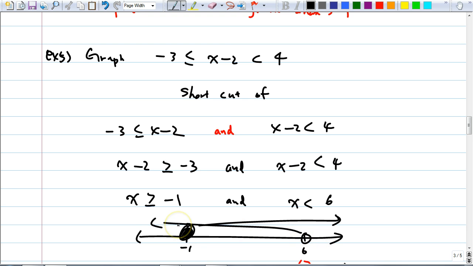and x less than 6. By the way, somebody asked, how do I know that this was "and" in the middle? Because that's really important, right? What if this was "or"? How do I know that there's "and" in the middle?